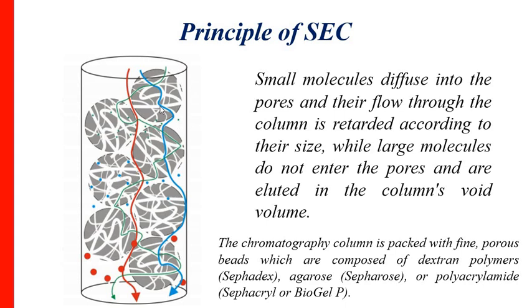The small molecules diffuse into the pores of these beads and their flow through the column is retarded according to their size. While large molecules do not enter the pores and are eluted in the column's void volume. So the largest particles will be eluted first, those with intermediate size will elute second, and then the smallest molecules will elute last.